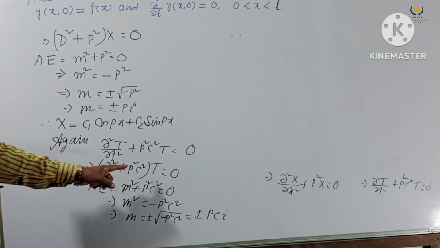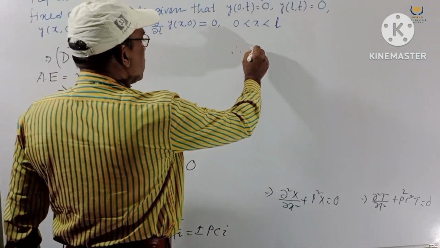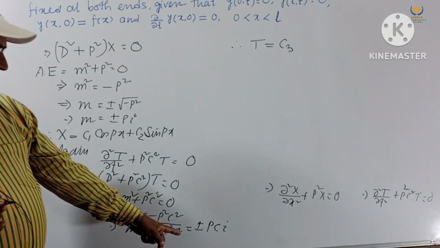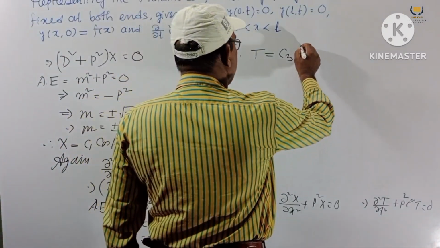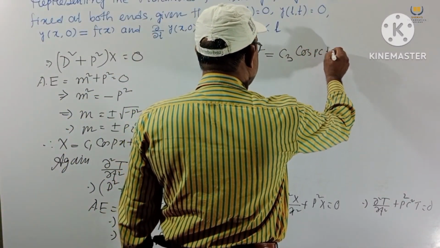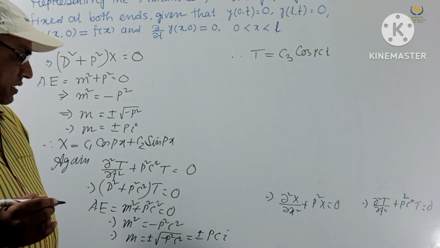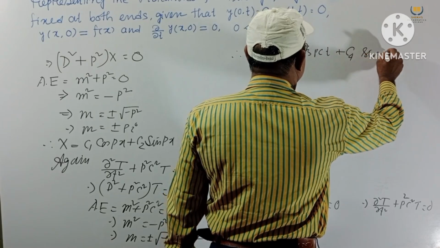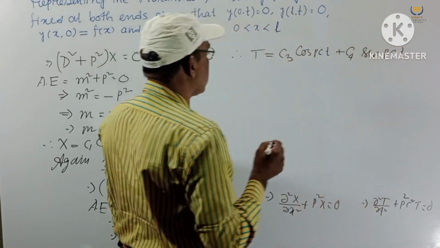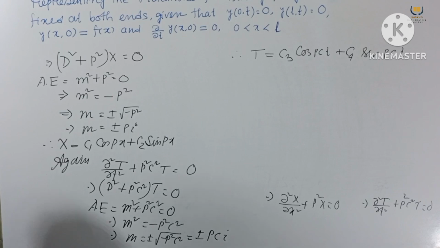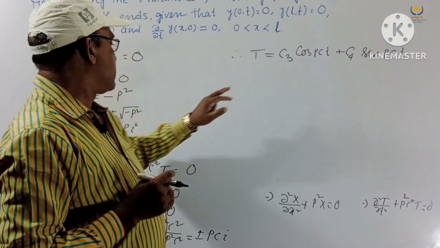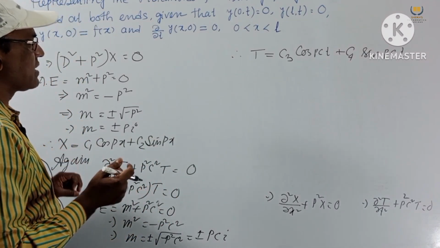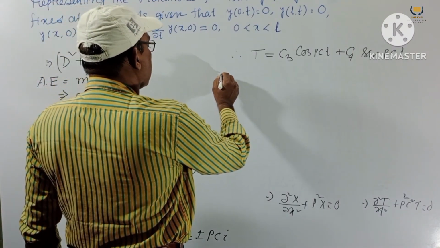Therefore T equal to, we get c3. The roots are imaginary, so T equal to c3 cos pct plus c4 sin pct. We get this is the value of T, and this is the value of X. And putting these values of X and T in equation number 1, 2.